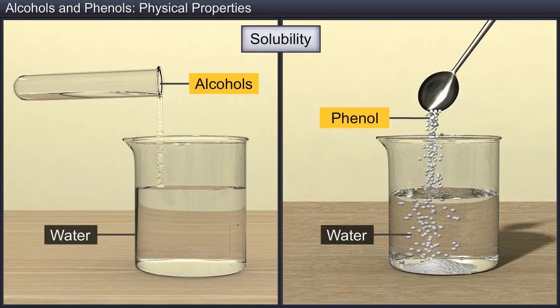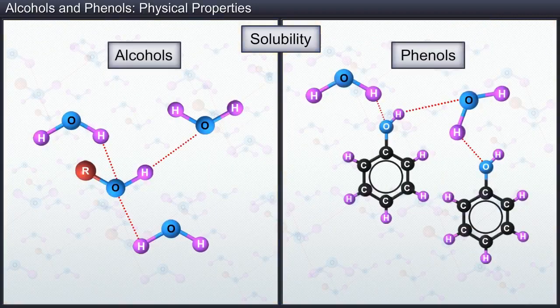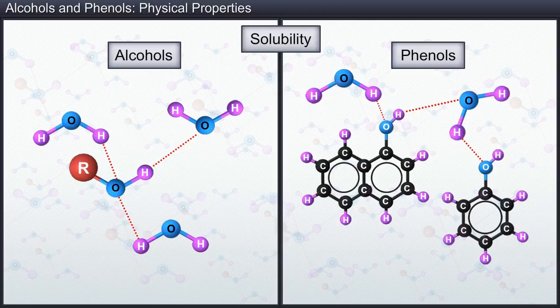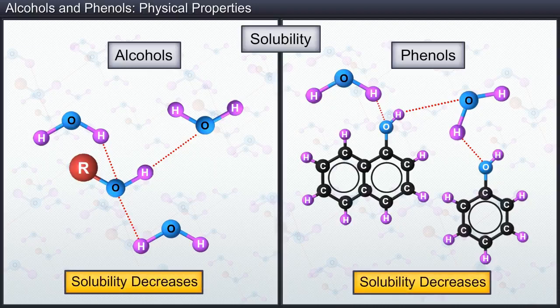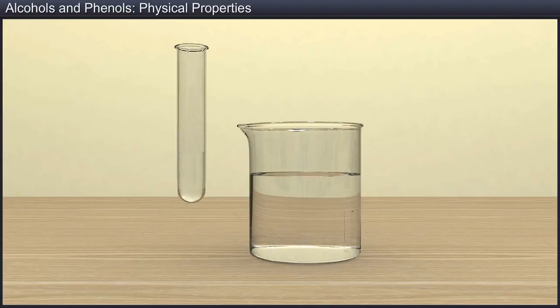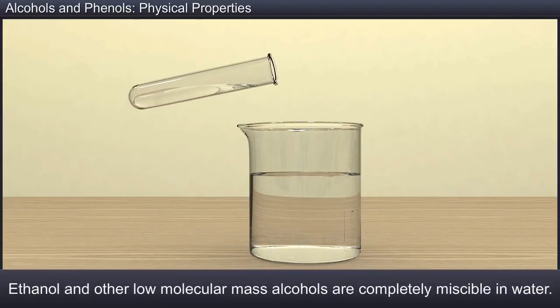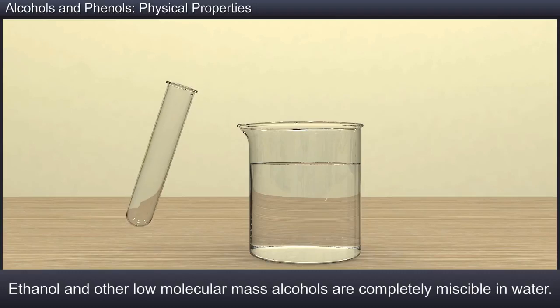Alcohols and phenol can both form hydrogen bonds with water, and so both are water-soluble. The solubility of substituted phenols is very low in comparison to phenol. It should be noted, however, that as the alkyl or aryl groups get larger, the solubility decreases. Ethanol and other low molecular mass alcohols are completely miscible in water. They can dissolve in water in any proportion.